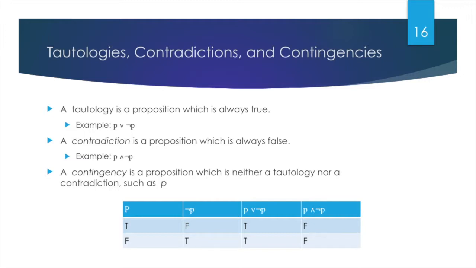Now the best example of contingency in this truth table is the propositional variable P. The variable P is a contingency because it has true values and it has false values. It's impossible to have a proposition where it's always true or always false. You can see here in the first row we have true, and in the second row we have false.